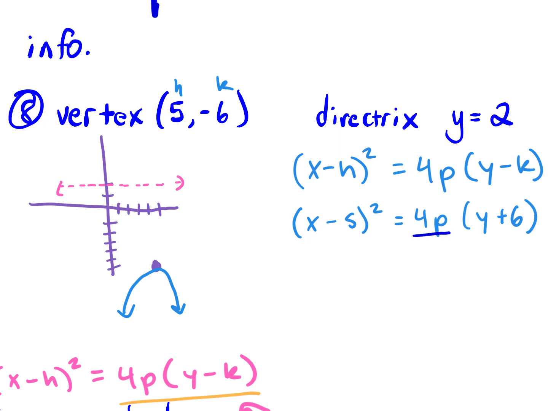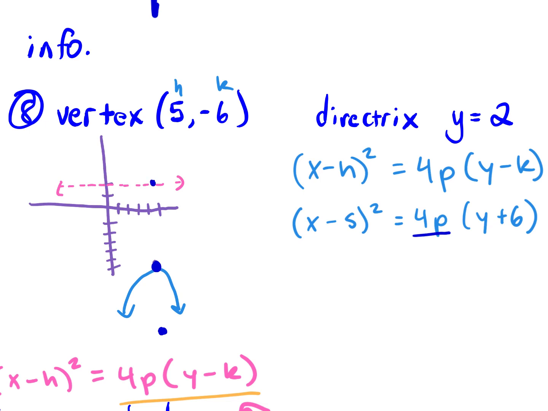P is the distance from my vertex to the focus or to the directrix, same thing. It's negative 4, right? Nope, we would count. Oh wait, no, it's 8. How do you know that it's negative 8? It's going down, because it opens down. So the focus, from the center to the focus, would be down here, because it's always inside your bowl. It's the same distance from the center to the directrix.